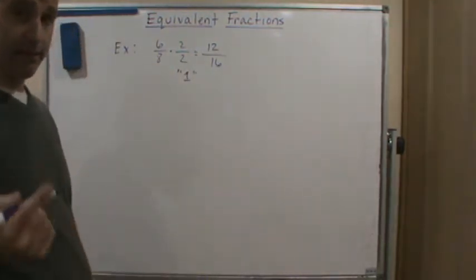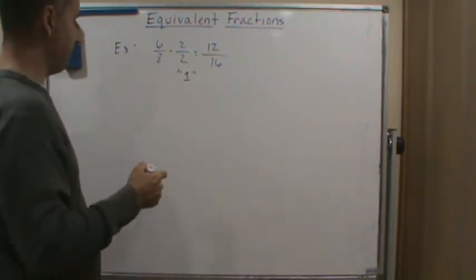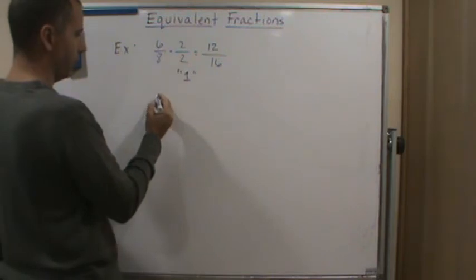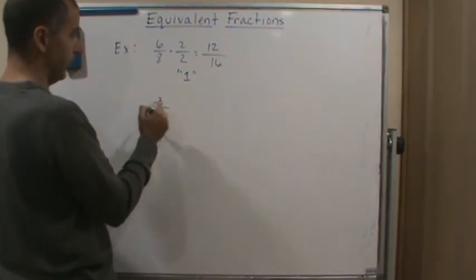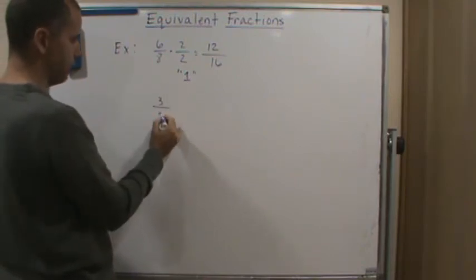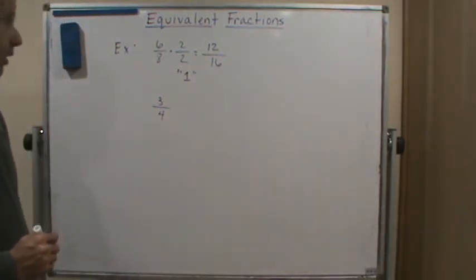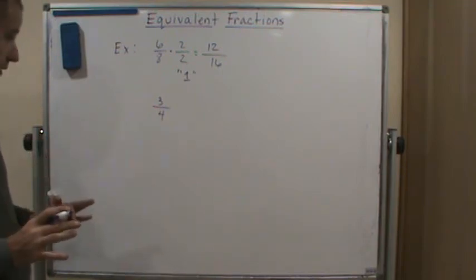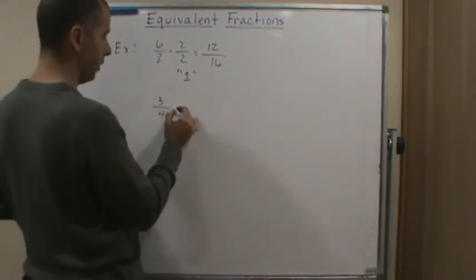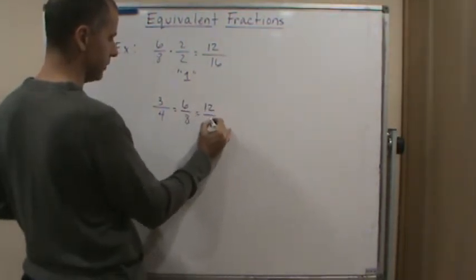Now, what if I divide the bottom and top of this by 2? So I divide the top by 2, that's going to give me 3. And if I divide the bottom by 2, that gives me 4. And so that gives me 3/4. So by the fundamental principle of fractions, 3/4 is equal to 6/8, which is equal to 12/16.